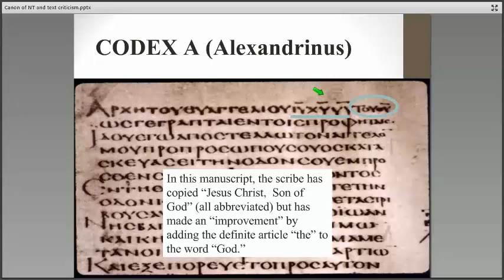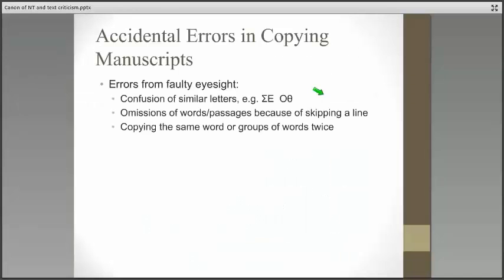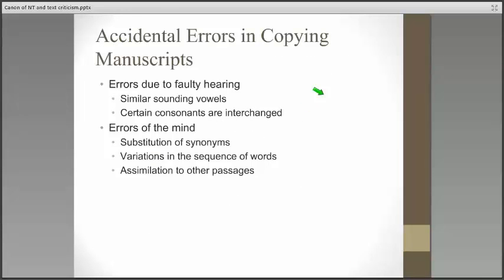But for now, you have experts who spend their entire lives working on these texts in order to come up with the most reliable text that they possibly can. Because we know that when folks copied, they made mistakes. Some of it was due to faulty hearing.